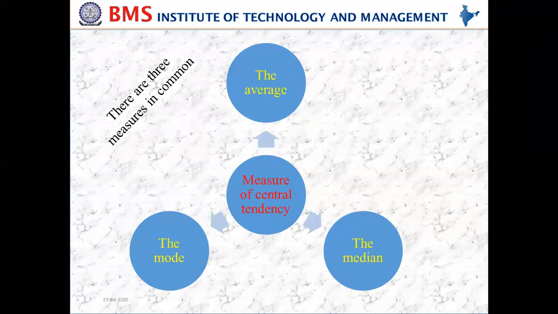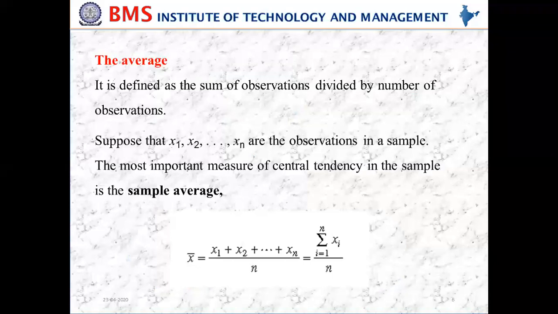So, measures of central tendency. Now we'll discuss them one by one. The average. I think you people will know it. Average is defined as the sum of observations divided by the number of observations. The sum of observations divided by the number of observations will give the average.